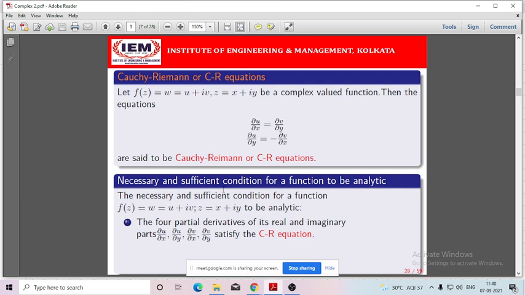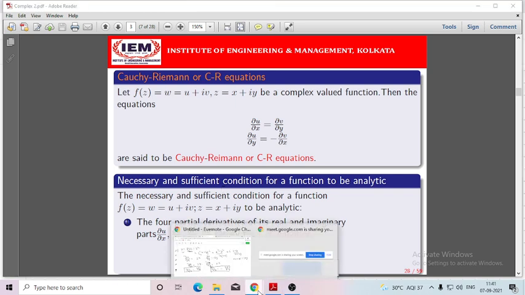Now, what is the necessary and sufficient condition for a function to be analytic? Can anyone tell me what you mean by the necessary and sufficient condition? Because these terms will be used whenever we talk about different theorems in mathematics. Can anyone tell me any theorem where you have studied this term? In first year you have studied this term. What do you mean by the necessary and sufficient condition? It means these conditions are sufficient to explain the behavior of this equation.